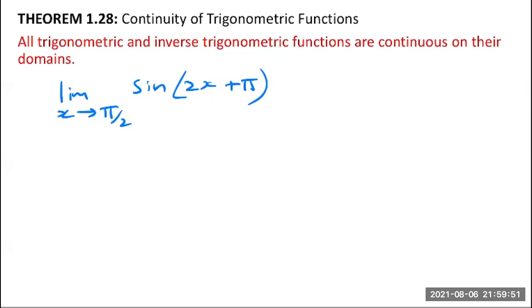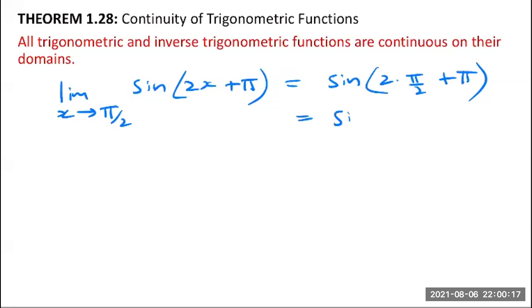So that means the limit of this function, limit as x approaches pi over 2 of sine of 2x plus pi, is the same as the function value at this point, because I know that my function is continuous at this point. Okay, so this would be sine of 2 times pi over 2 plus pi.